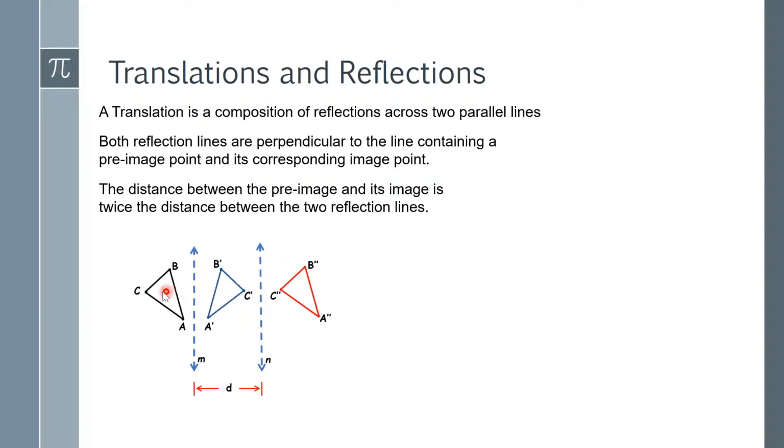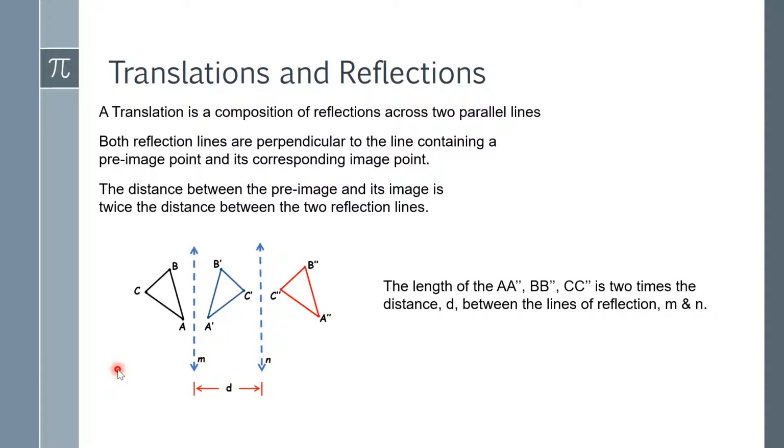Same for C. If we drew a line that connected those points, there would be a perpendicular line that would connect those lines. And then the distance from here to here, D, if we were to take the distance from A to A prime, that would be twice this distance. So that's what this picture is kind of indicating, and this theorem indicates. So the length of A double prime, B double prime, and C double prime is 2 times the distance D between the lines of reflection. I just kind of explained that.